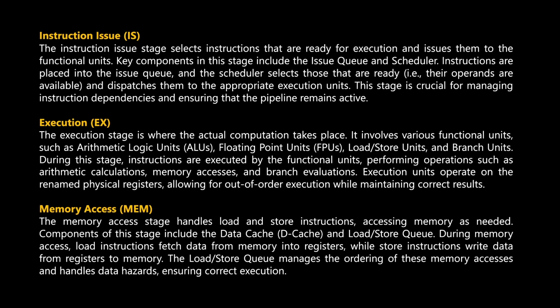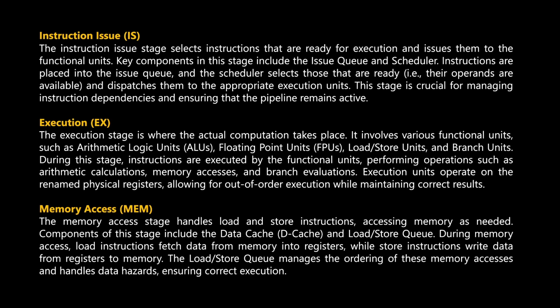The execution stage is where the actual computation takes place. It involves various functional units such as ALUs, floating point units, load store units, and branch units. During this stage, instructions are executed by the functional units, performing operations such as arithmetic calculations, memory access, and branch evaluation. Execution units operate on the renamed physical registers, allowing for out-of-order execution while maintaining correct results.